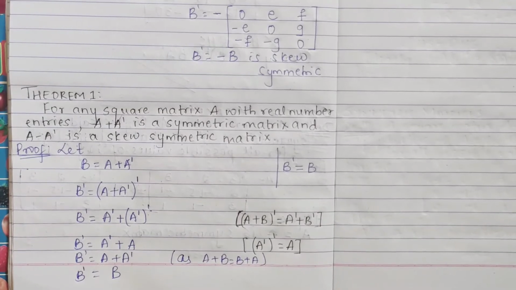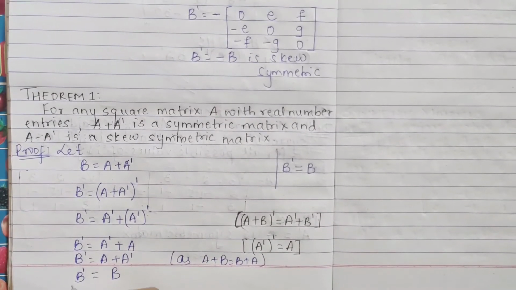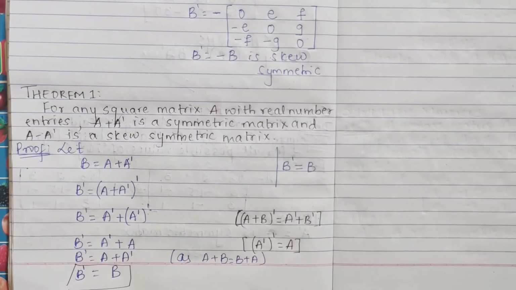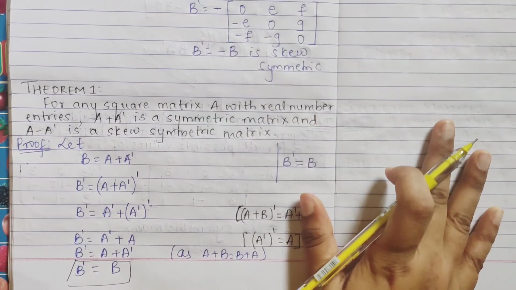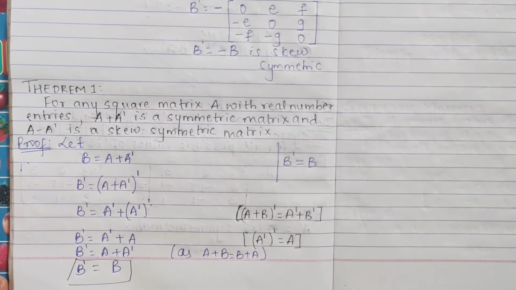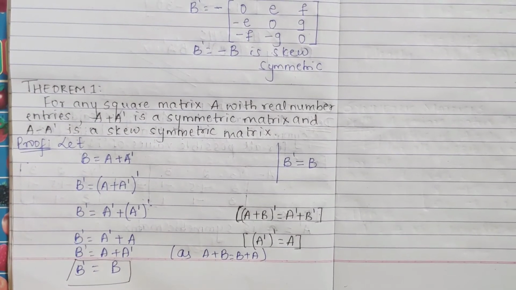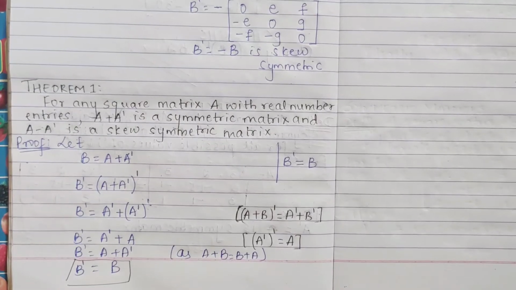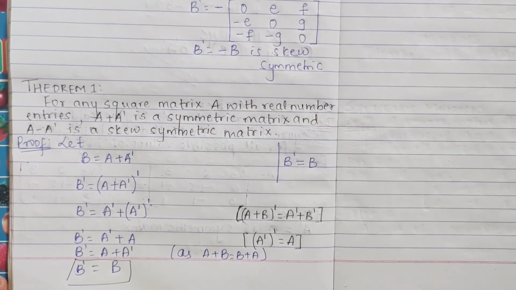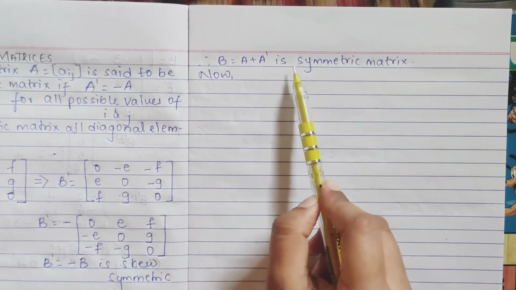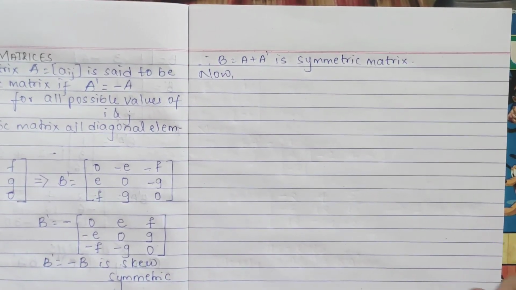At the end you can write B is equal to A plus A transpose is a symmetric matrix. Just pause it and note it down. Very simple. For either 2 marks or 4 marks they may ask you the theorem. So last we can write this sentence: therefore B is equal to A plus A transpose is a symmetric matrix. We have shown it for symmetric.